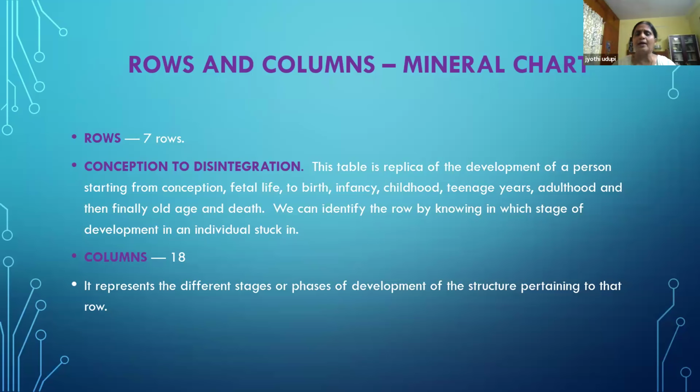This table is a replica of the development of a person, starting from conception, fetal life, to birth, infancy, childhood, teenage years, adulthood, and finally old age and then death. We can identify the row by knowing in which stage of development an individual is stuck.